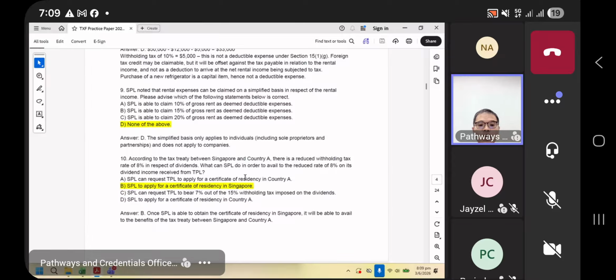SPL should reach out to IRAS, Inland Revenue, the tax authority of Singapore, to apply for a certificate of residence to prove that SPL is a Singapore tax resident. Because only if you are a Singapore tax resident can you elect for the lower reduced withholding tax rate under the tax treaty. If you are not a tax resident of Singapore, then you cannot rely on the tax treaty. So SPL should be the one to apply for the tax resident certificate. Okay, so the answers A, C, and D are not applicable.